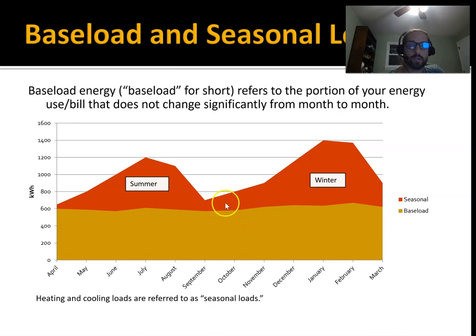Whereas the seasonal energy use is heating and cooling loads, basically. So that changes a lot. In this chart, the maroonish, reddish portion at the top, that's my seasonal load. It peaks in the summer when I have extra cooling energy. It peaks in the winter when I have extra heating energy, and then there could be a little bit of seasonal load in these shorter months where I need some heating or cooling. Okay, so that's your basic base load and seasonal load.